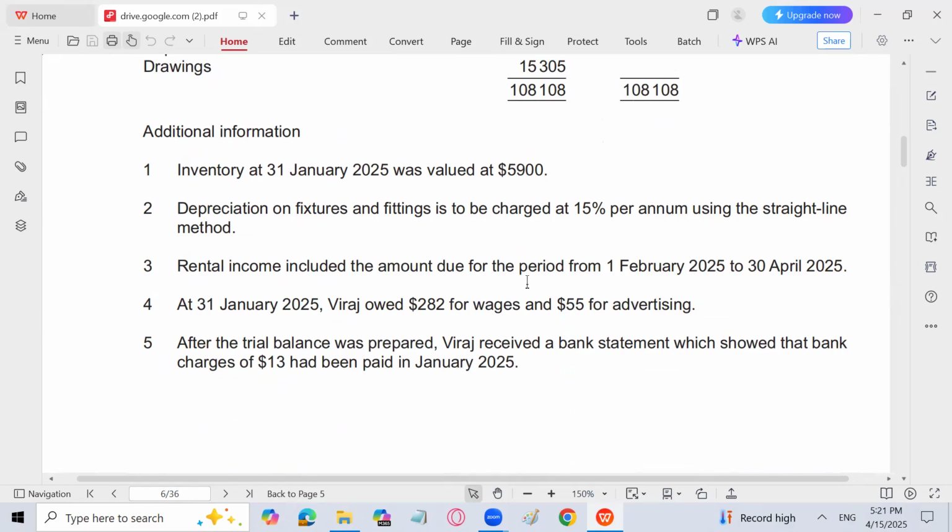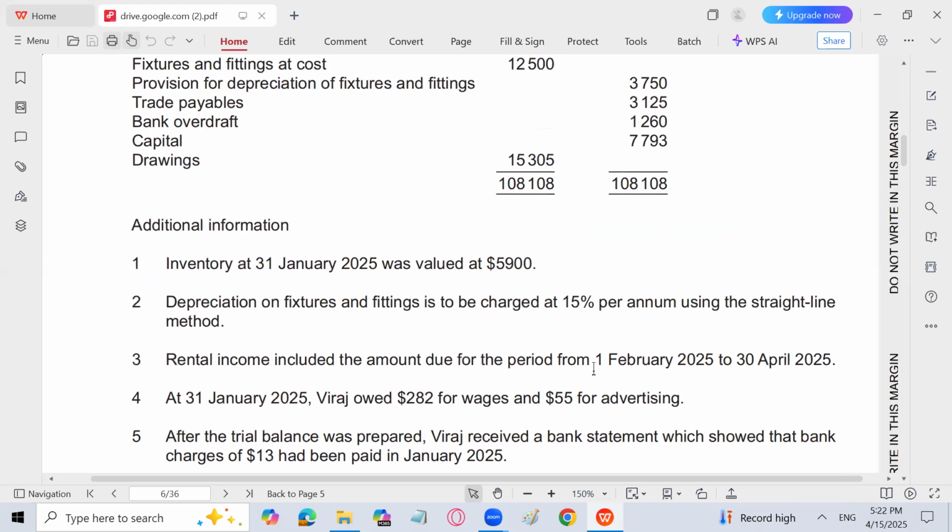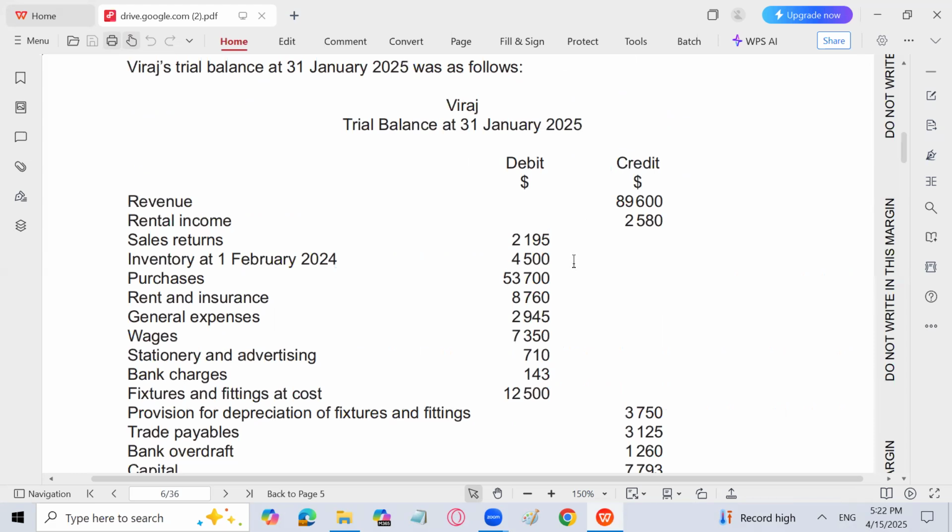Rental income includes the amount due for the period 1st February to 30th April. So how many months are there? If you count it down: February, March, April, May, June, July, August, September, October, November, December, January, February, March, April. So 15 months of income is there from 1st February. Our financial year ends on 31st January.